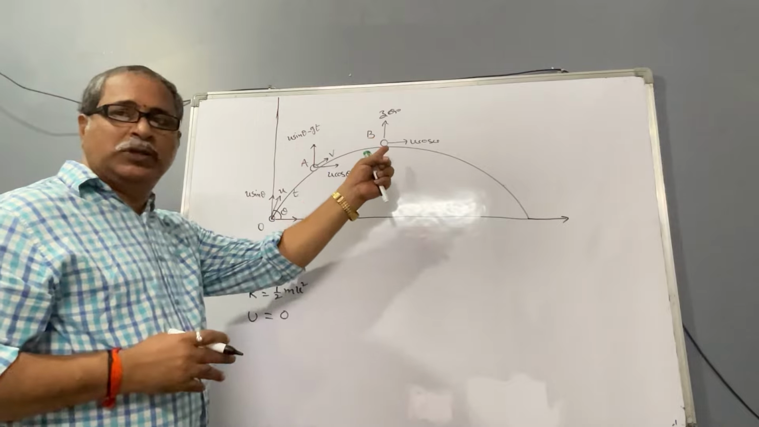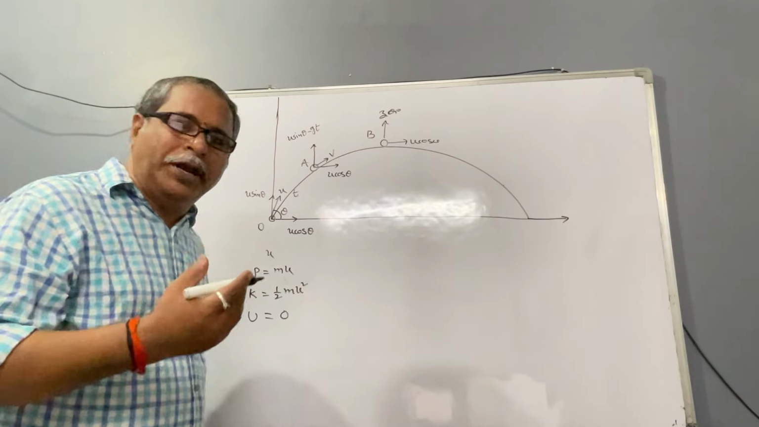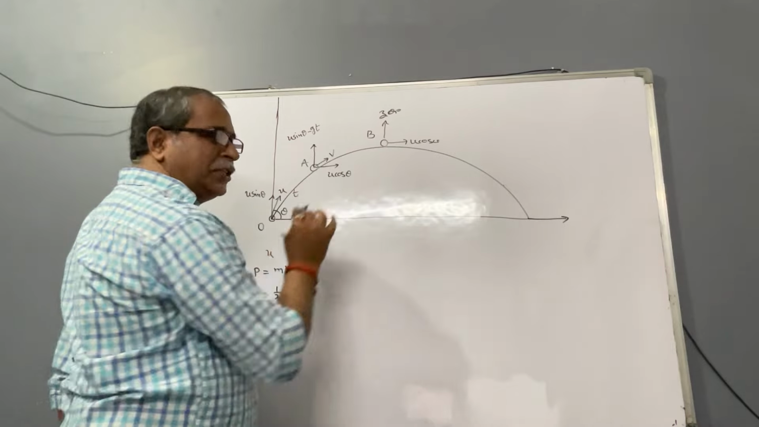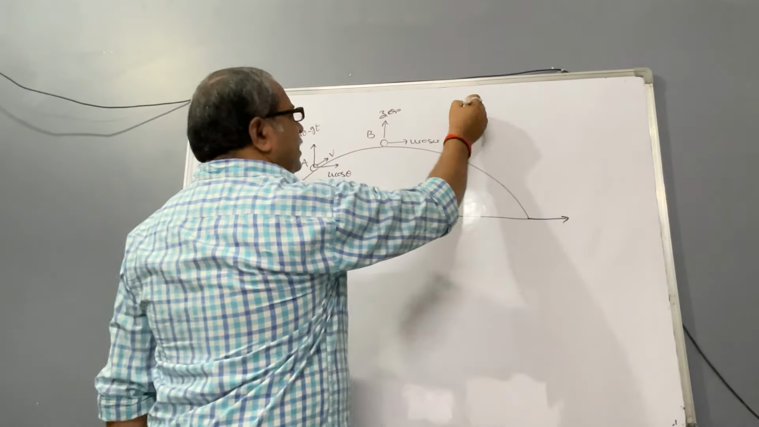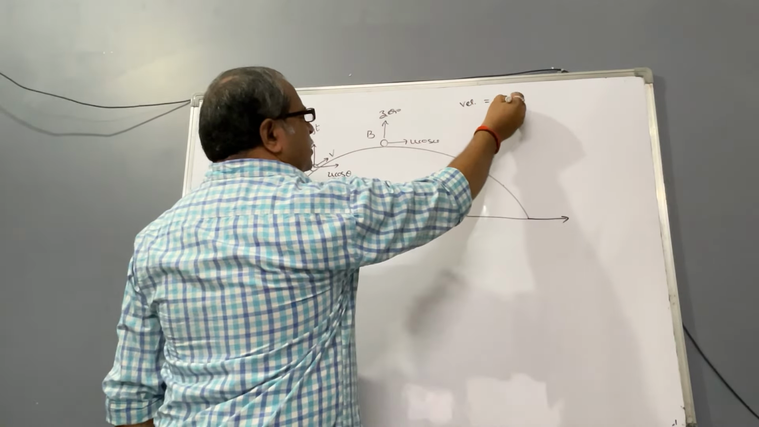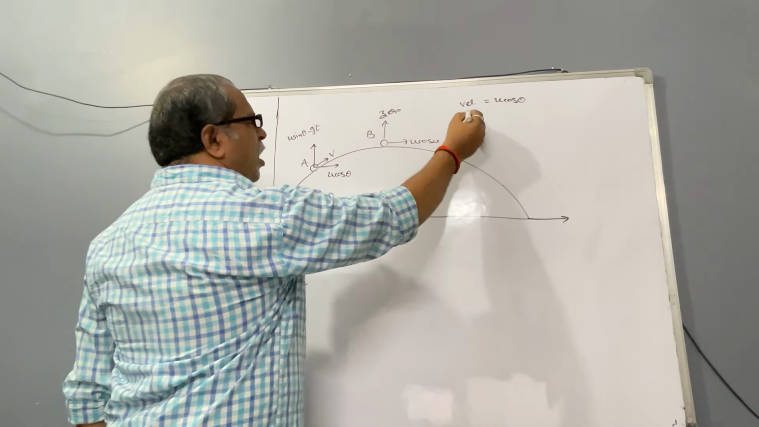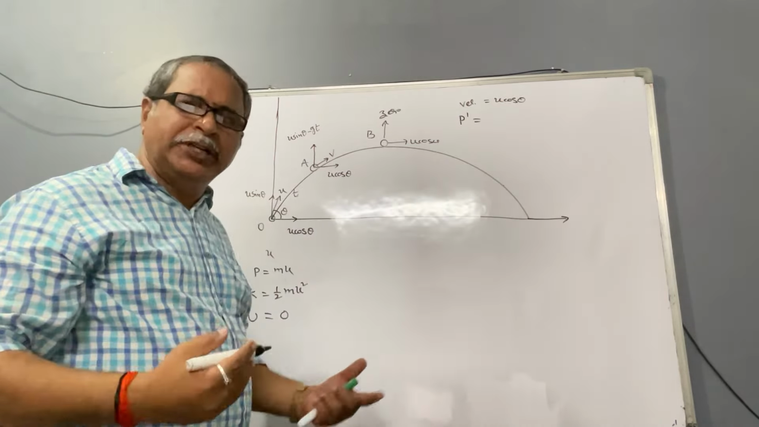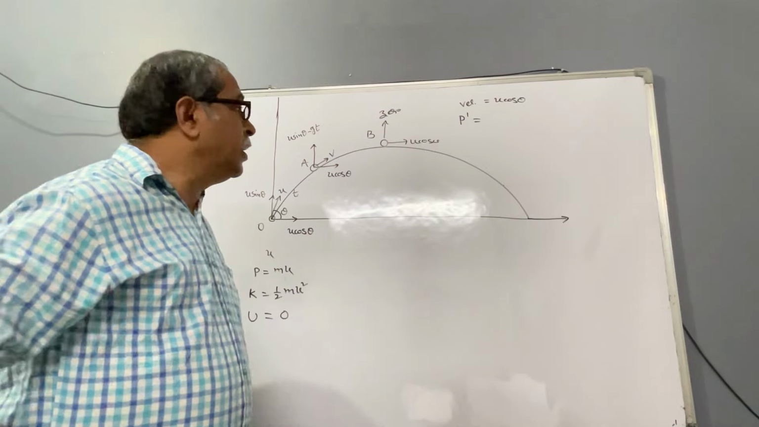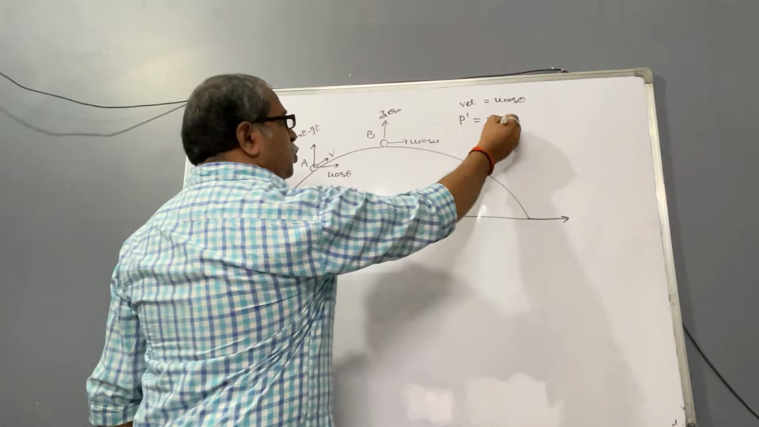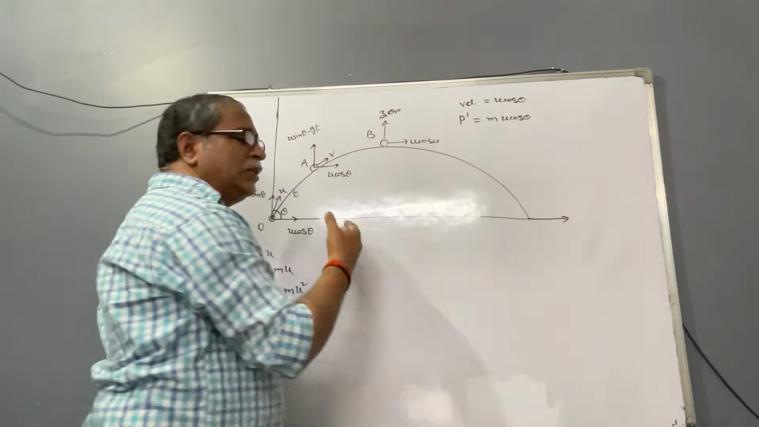Now let us focus on the highest point. At the highest point, velocity is u cos theta. So velocity at the highest point equals u cos theta. What is momentum? Momentum P dash. So at the highest point, momentum is m into u cos theta, because velocity is u cos theta there.